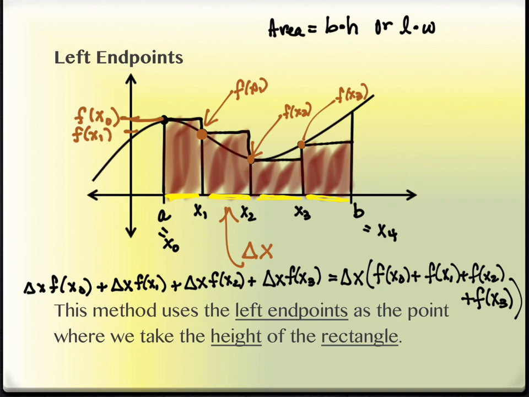But what's in parentheses with all those f sub x's can be condensed. And we can actually write that as delta x times the summation from i equals 0 to 3 of f of x sub i. Right? It's a bunch of f of x sub i's added together, starting at 0, ending at 3, and they all get multiplied by delta x when we're done.